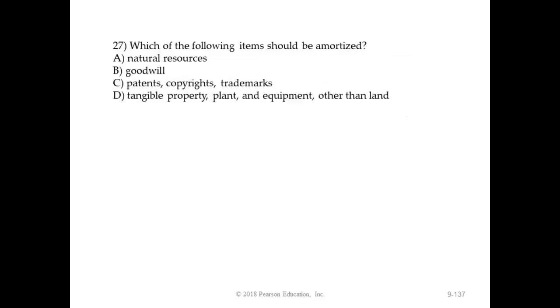27. Which of the following items should be amortized? And again, amortization always comes with intangible assets. The intangible assets out there are goodwill, patents, copyrights, trademarks. But which one of B and C is it? Now, goodwill is always going to be written off. It's not amortized; it is written off at the time that it is considered impaired. On the amortization side, you can amortize patents and copyrights and trademarks over their useful life. So the correct answer on 27 is definitely C.